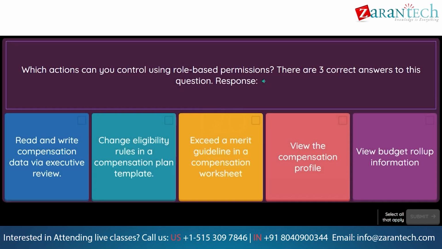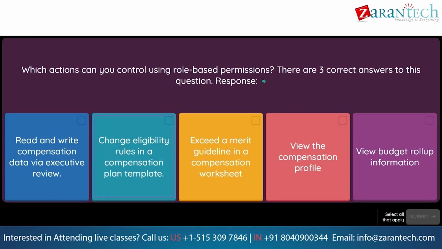Question: Which actions can you control using role-based permissions? There are 3 correct answers to this question. Response: Option 1, read and write compensation data via executive review. Option 2, change eligibility rules in a compensation plan template. Option 3, exceed a merit guideline in a compensation worksheet. Option 4, view the compensation profile. Option 5, view budget roll-up information.